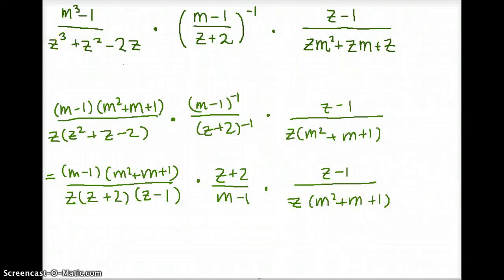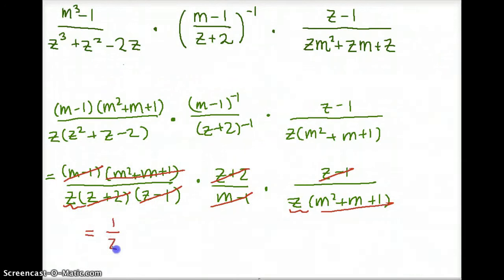And then we're going to start simplifying. So we have z plus 2, z minus 1, z minus 1, m minus 1, m minus 1, m squared plus m plus 1, m squared plus m plus 1, and then we're left with this z and this z. So our answer is 1 over z squared.